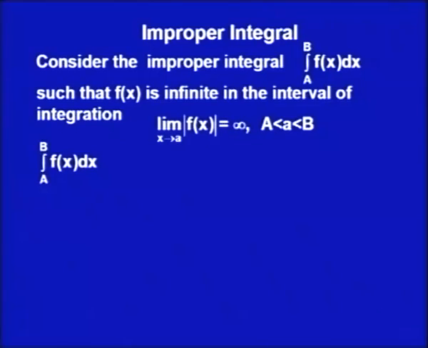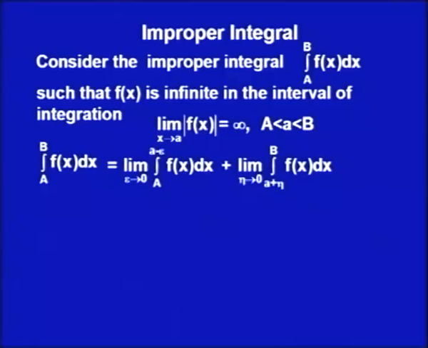This kind of integral is defined as the limit as epsilon approaches 0 of the integral from a to a minus epsilon of f(x) dx, plus the limit as eta approaches 0 of the integral from a plus eta to b of f(x) dx. This is the definition of this improper integral. We say that this improper integral exists if both these limits exist for different values of epsilon and eta. Both epsilon and eta independently approach 0, they are not related with each other, and they approach 0 from the positive side on both these limits.